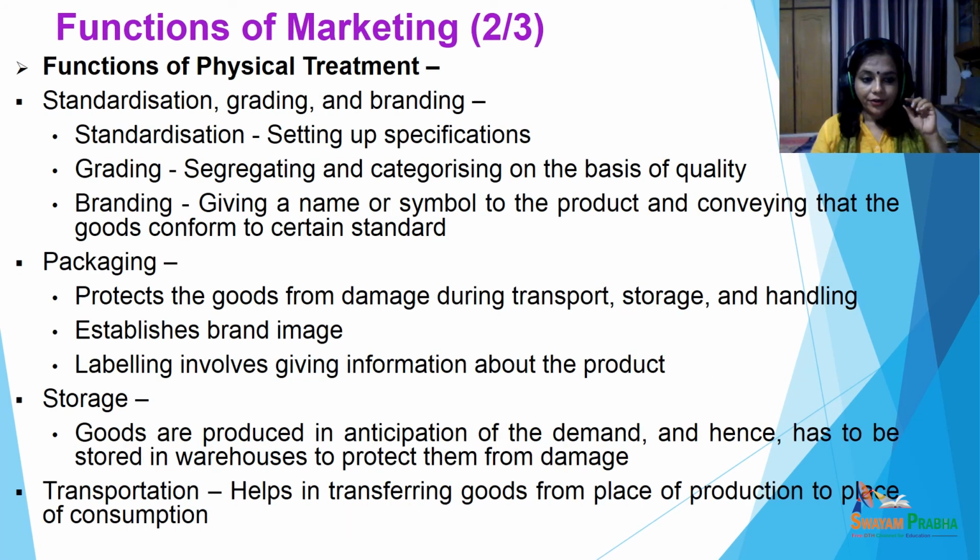Next is the function of physical treatment. In this we have standardization, grading and branding. That is, standardization involves setting up of specification of the product. Grading involves segregating the products, categorizing them on the basis of quality. Branding involves giving a name or symbol to represent the product and conveying that the goods conform to certain standards. So this is standardization, grading and branding.